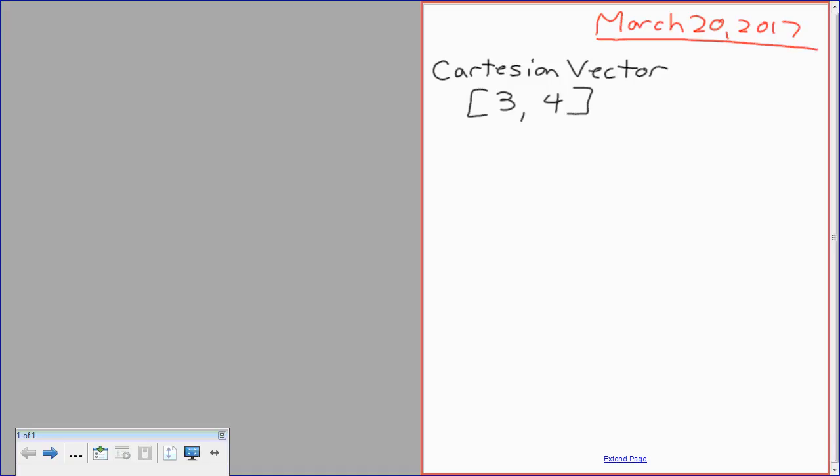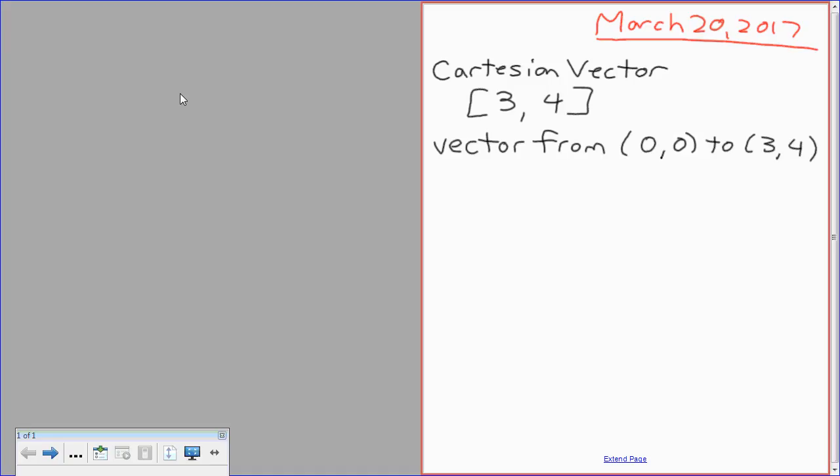No, that's okay. It's going to be a vector from 0, 0 to 3, 4. So basically everything here can be graphical. That's basically what we're saying here. The idea is you're starting from the origin, which is 0, 0, going to 3, 4.